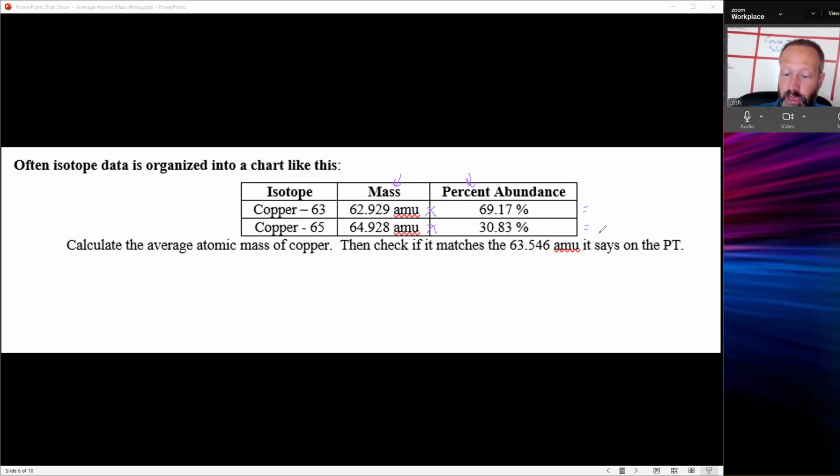62.929 times 69.17. 4,352.80. Oh, it rounds up. Okay. And then I'm going to take the 64.928 and I'm going to multiply it by the 30.83. And I get 2001. Wow, that was a 2. 2001.73. And I'm going to add those up.